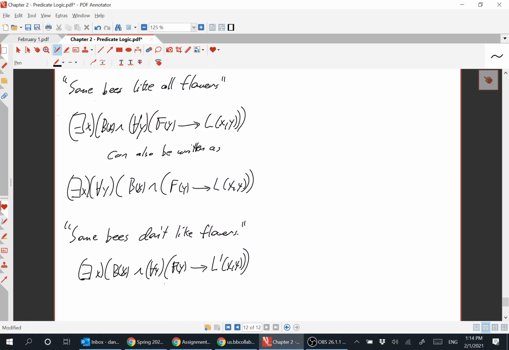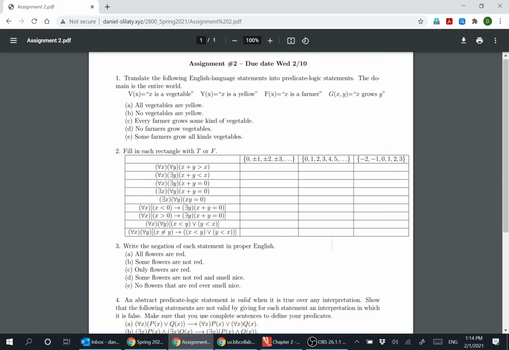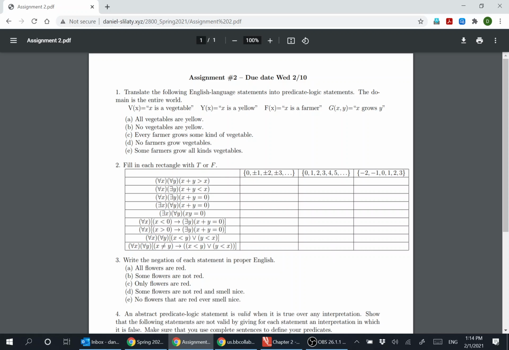We'll do more examples of this next time. Definitely try to get started on this. We've got number one here. You should be able to tackle that one, or if you're not sure about it, we'll go over some more examples. So instead of bees and flowers, we've got farmers and vegetables. It's a nice example.